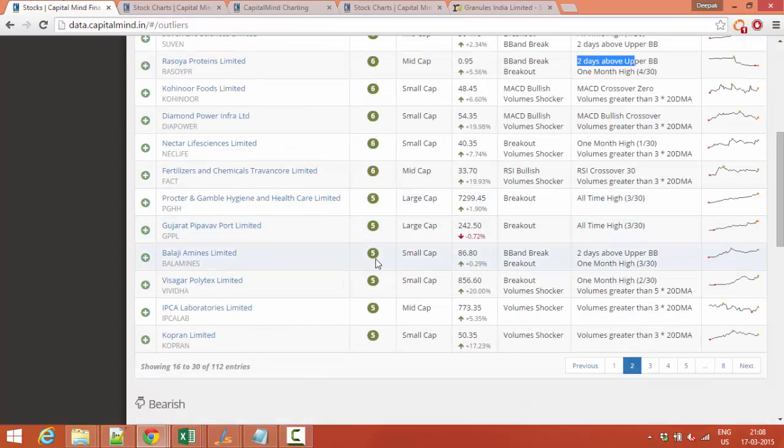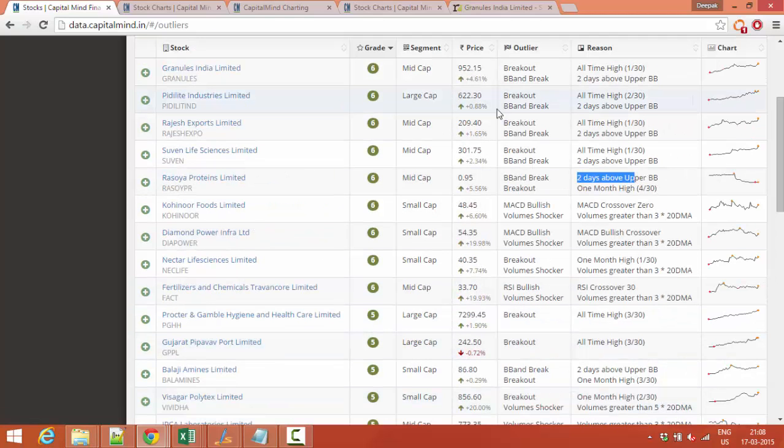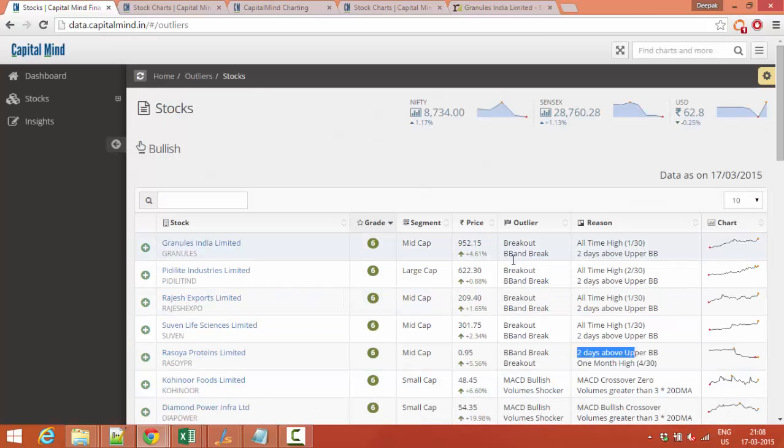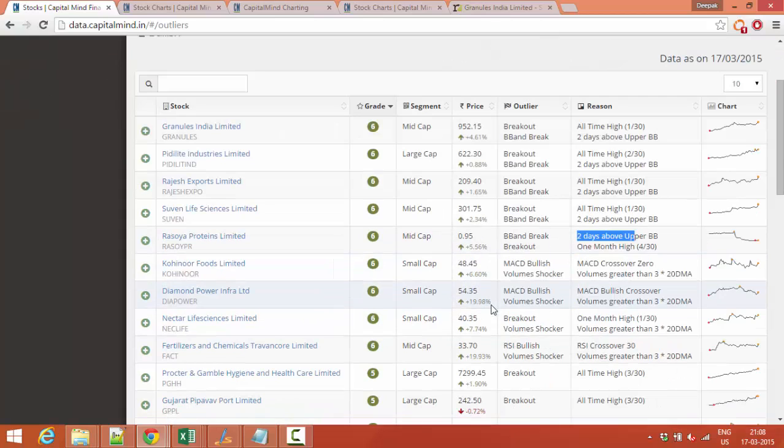This was just the bullish outliers. We aren't going much into the bearish outliers. More on this in terms of user interface will come out. We will be adding more. Check out data.capitalmind.in if you like it. Give us some feedback on the Google group. We will add a feedback layer to this site very soon and change the UI so that it's a little bit easier to use.